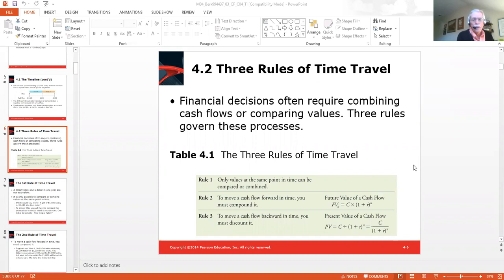First rule being that only values at the same point in time can be compared or combined. We cannot take a dollar today and successfully compare it to a dollar that might be received in the year 2025. The purchasing power of a dollar today might... yesterday I bought an avocado for $1. In the year 2025, I'm unlikely to be able to buy an avocado for $1. At that point in time, I might receive 7/10 of an avocado. So we cannot take a dollar today and compare it to a dollar 5 years from now.